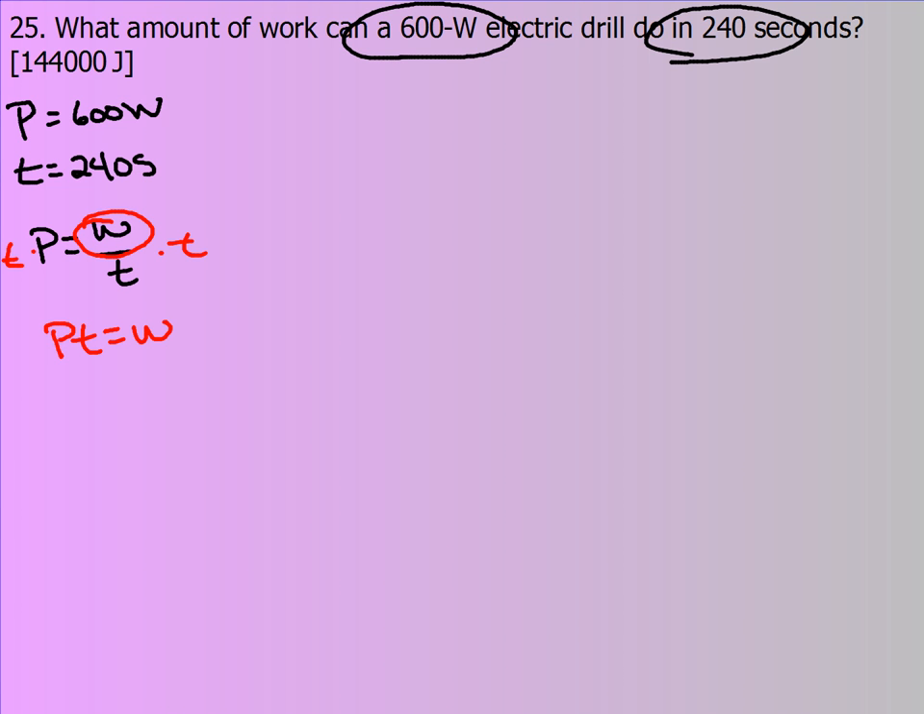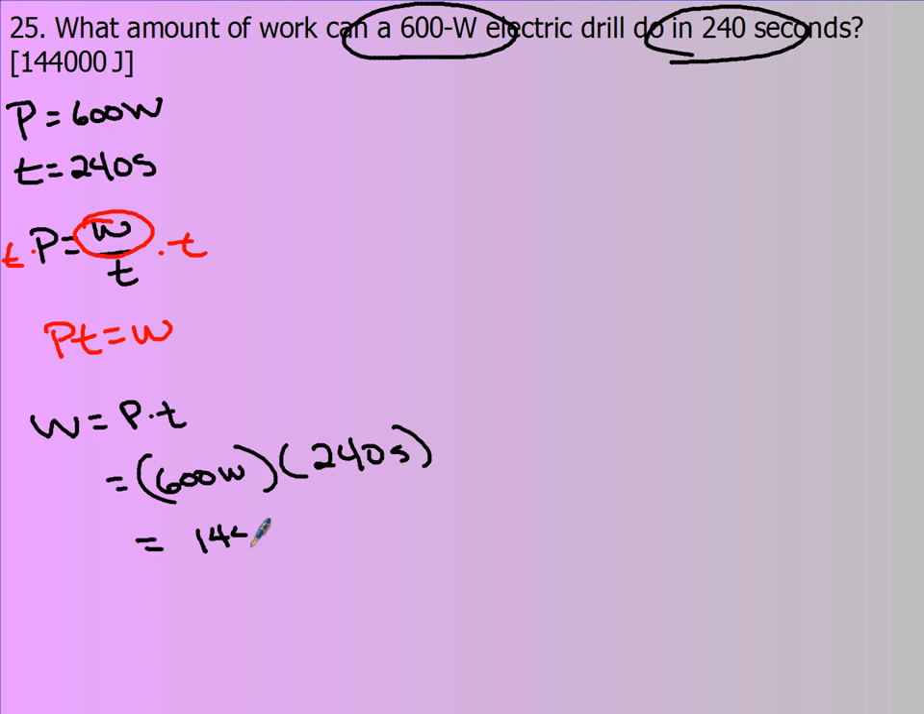All right, let me switch colors here. So the work done is going to be the power times the time. I just want them in black. The power is 600 watts. The time is 240 seconds. So the work done is going to be 144,000 joules.